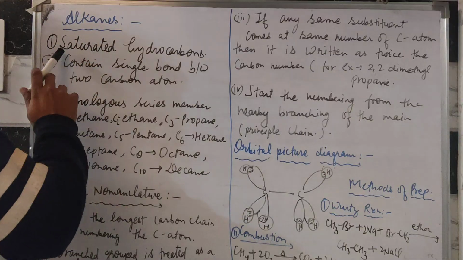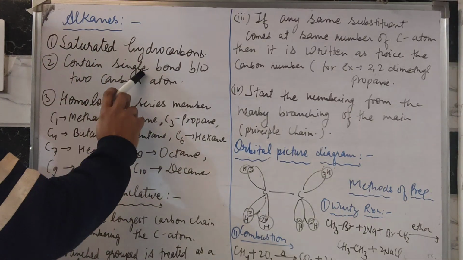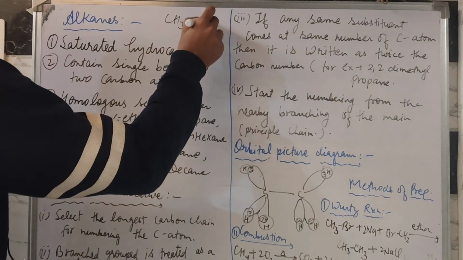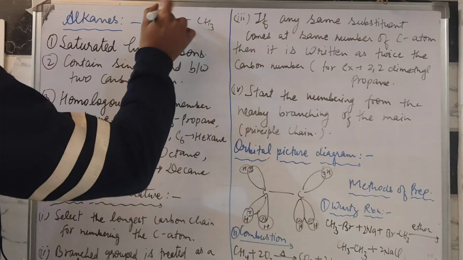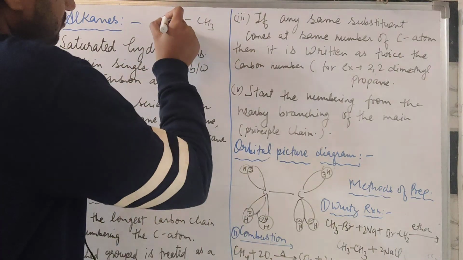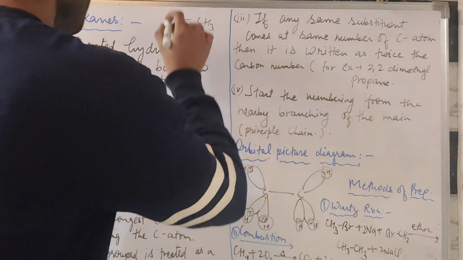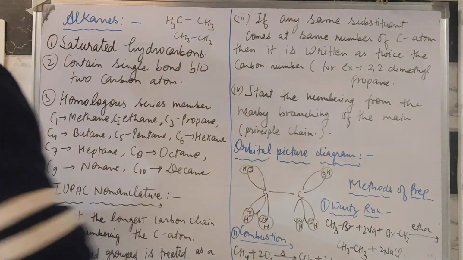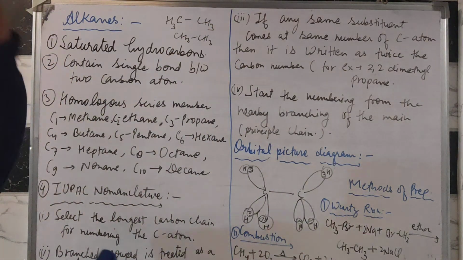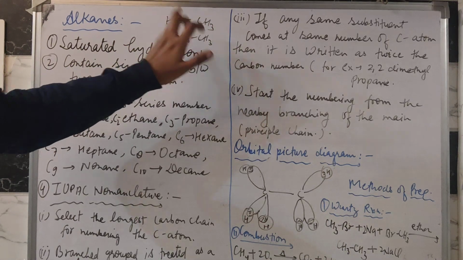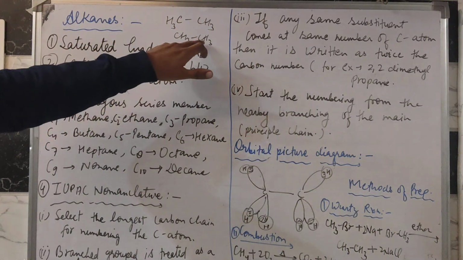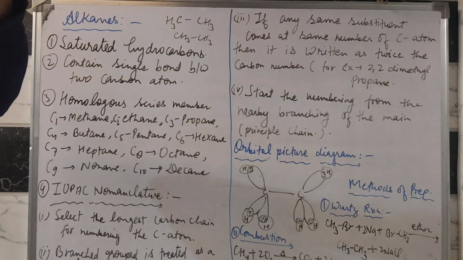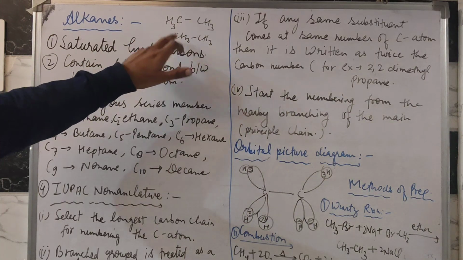What are the alkanes? Alkanes are the saturated hydrocarbons containing single bonds between two carbon atoms, like CH3-CH3. It's usually written in this way, CH3, but the actual bonding is like this. Somewhere you see this form and somewhere you see just this form. Both are the same thing, but the understanding should be clear: it is the bond between carbon and carbon, not carbon and hydrogen. If the compound is written in this form, then it is obviously a carbon-carbon bond.